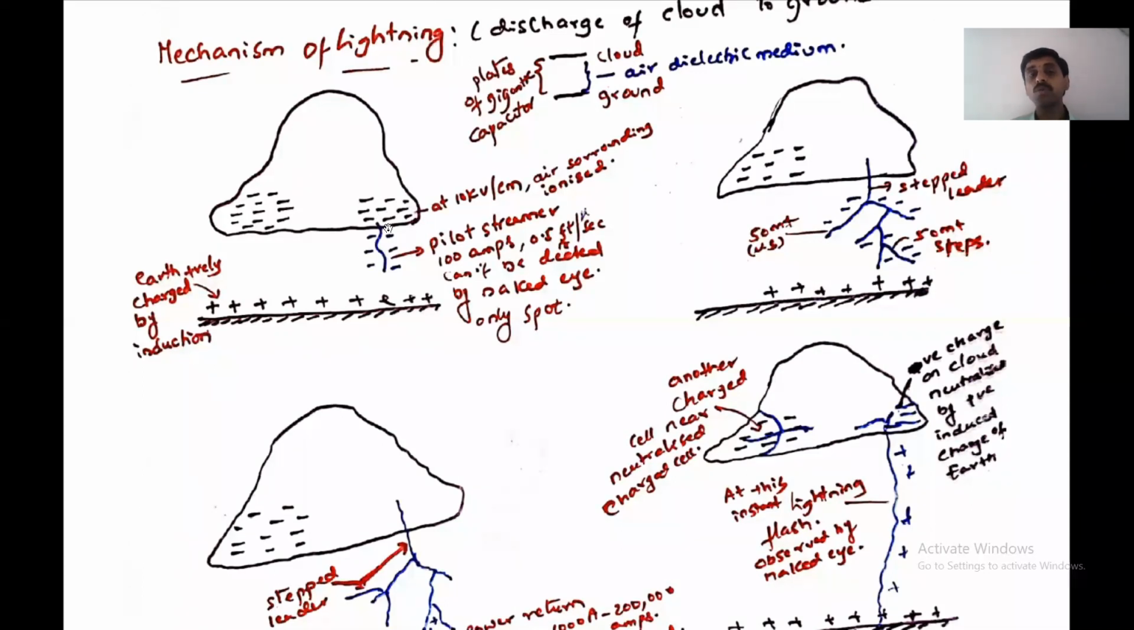Then what happens? This negative charge starts ionizing the air surrounding the cloud, and the ions move like this. This is called the pilot streamer, which carries 100 amperes and moves at 0.5 feet per microsecond. It cannot be detected by the naked eye. It's just a spark. Coming to the next stage, when this streamer moves, it ionizes the surrounding atmosphere and is divided into steps. Each step is a 50-meter length. This is what researchers found. In microseconds, the step ladder forms like this.